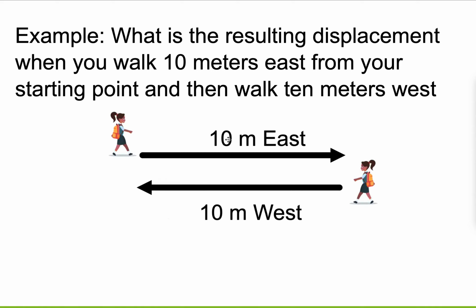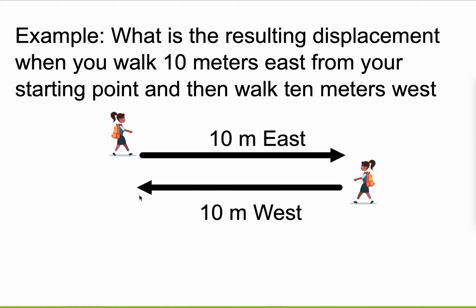Now, the scalar sum would be 20, right? If I asked you how far did she actually walk, she walked 20 meters. So if I was your gym teacher and I asked you how much exercise you got in, you would say, well, I got in 20 meters of exercise. But if I'm your physics teacher and I say, what was the vector sum? Like, how far did you end up from where you started? You would say 0.